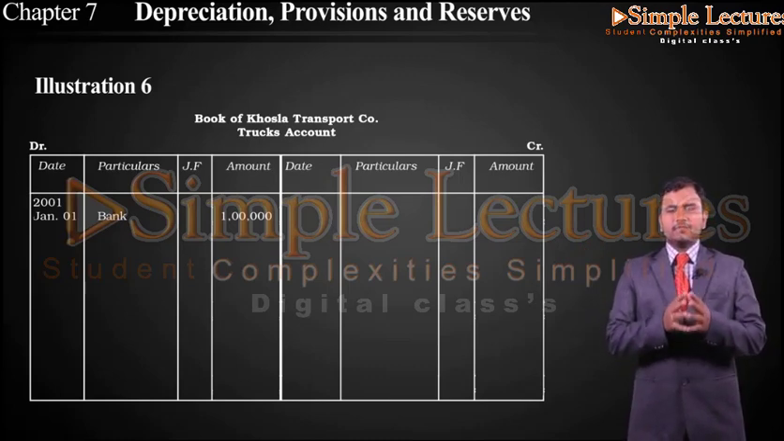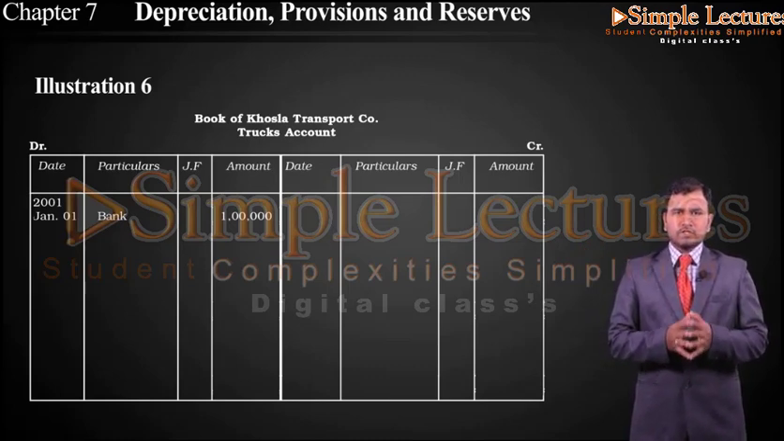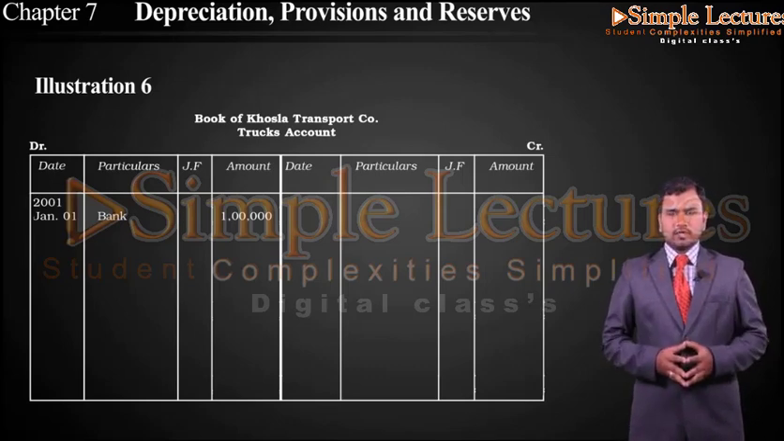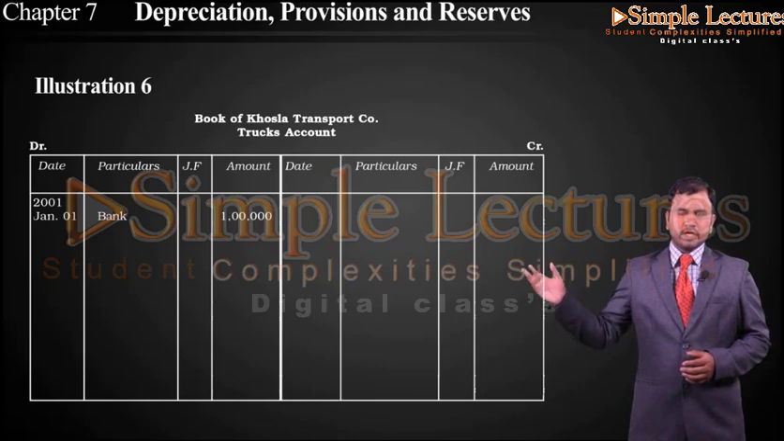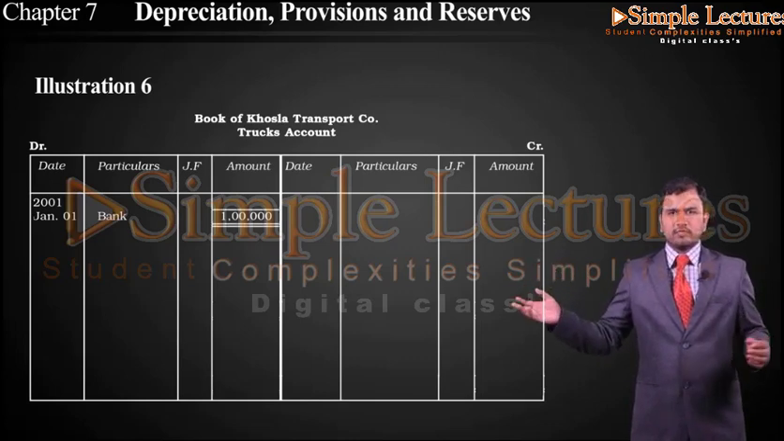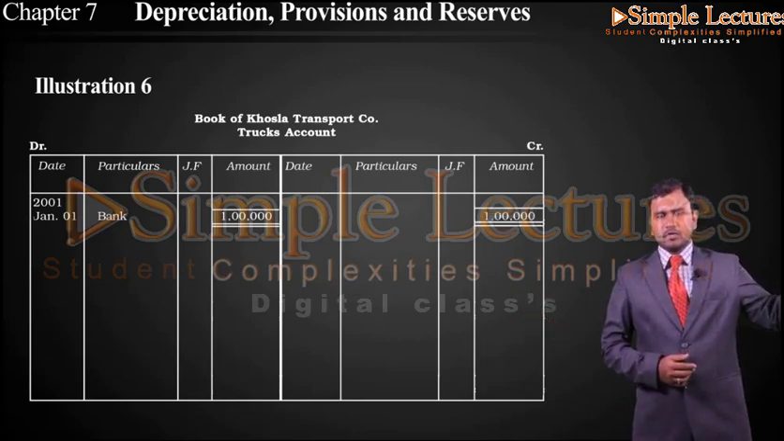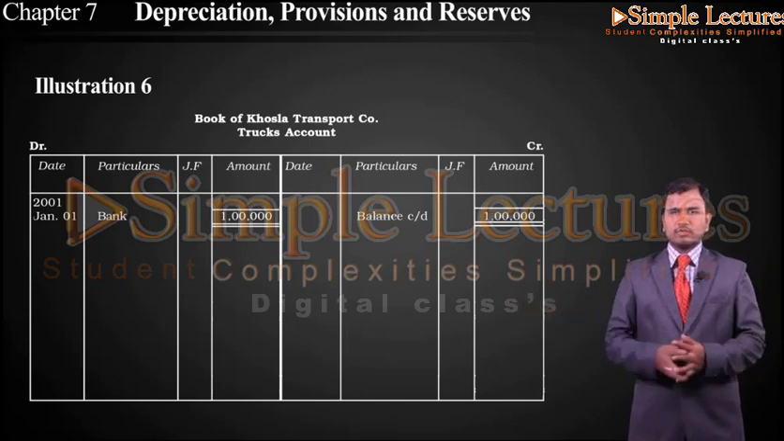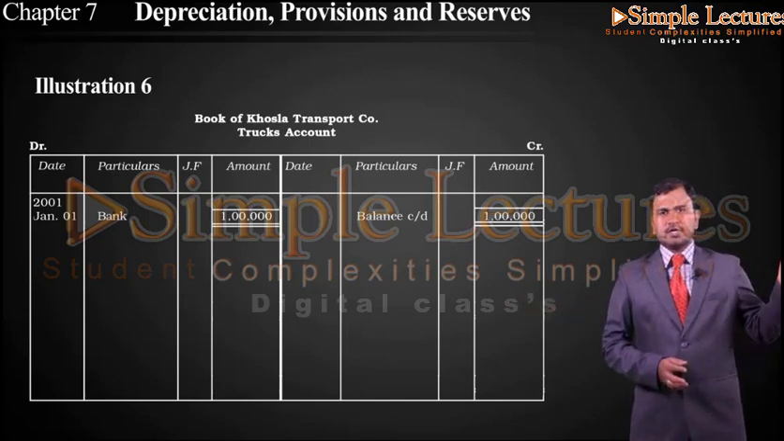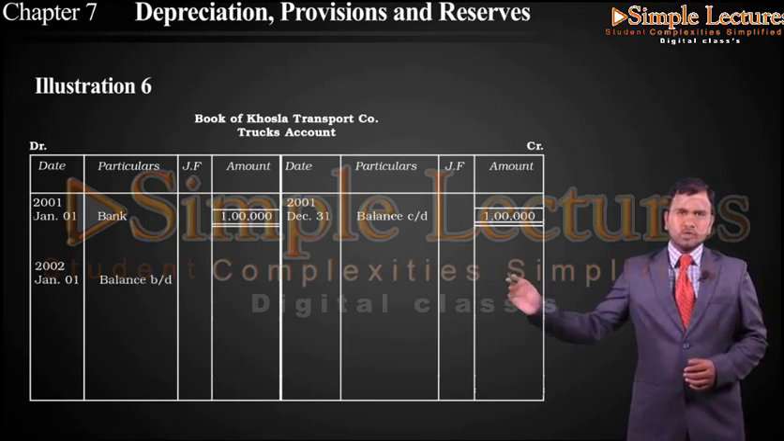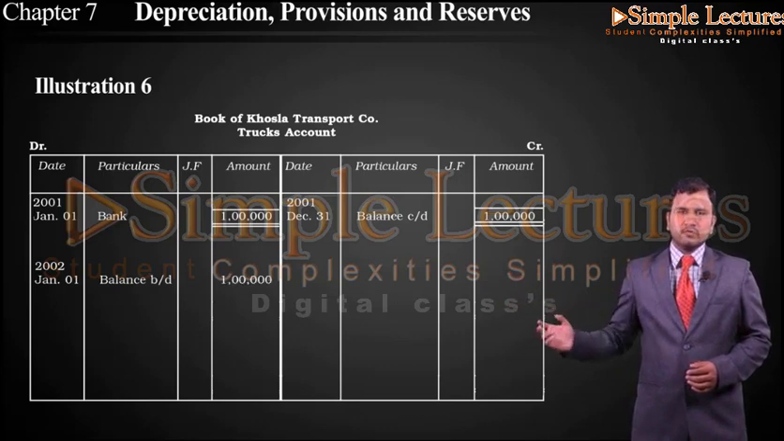Here the depreciation account is prepared separately, so no depreciation will be shown in the asset account. So in the first year we have only the asset, that will be recorded, and the same total will be considered from the debit side to the credit side, 1 lakh on the debit side and the same total in the credit side, 1 lakh, and the difference will be 1 lakh, balance carried down and balance brought down to the next year. The balance carried down date will be the closing date 31st December 2001, and the opening will be 1st Jan 2002. Balance brought down in the debit side 1 lakh.